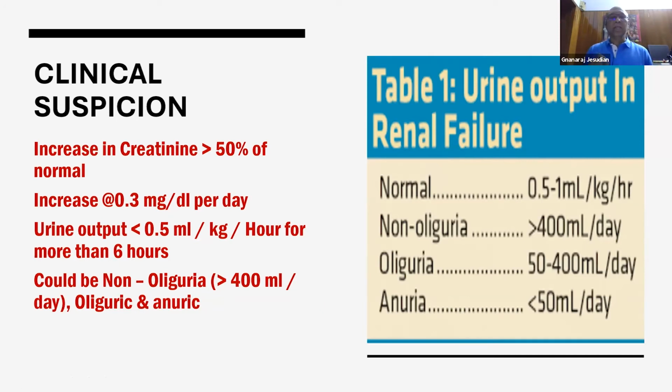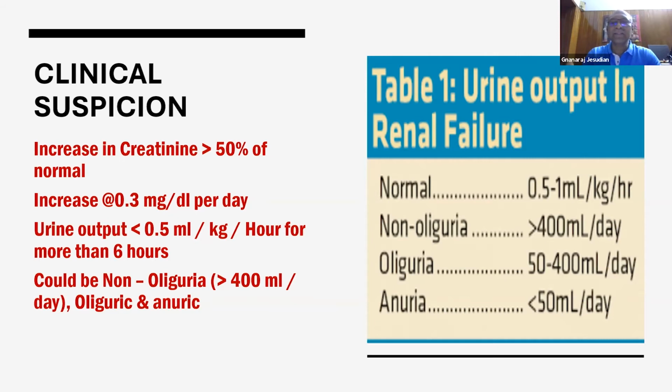Another important indicator is the urine output. Normally we produce about 1 ml per kg per hour. And if it stays less than half ml per kg per hour, especially if it continues for more than 6 hours, then you need to suspect that there is something wrong in the kidney.